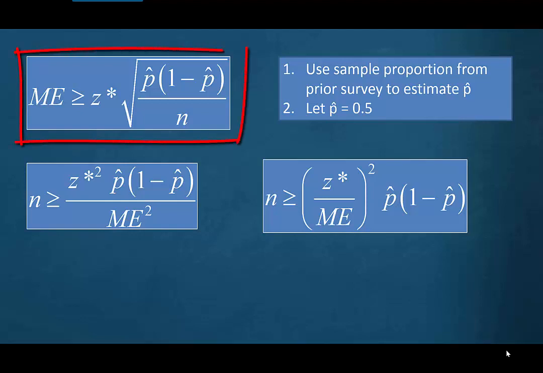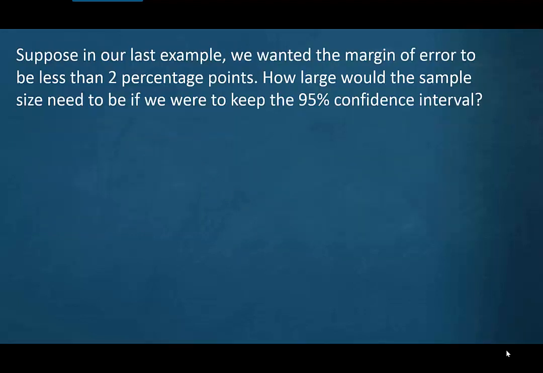I generally prefer the first one, since I already know the one from the confidence intervals. I don't want to have to memorize another formula. I just want to take the margin of error term and plug in and solve for n as I need to. So let's go ahead and use our formula here to answer this problem.